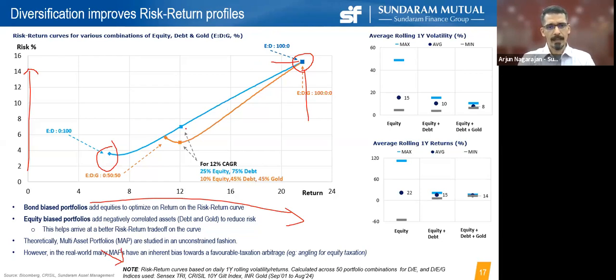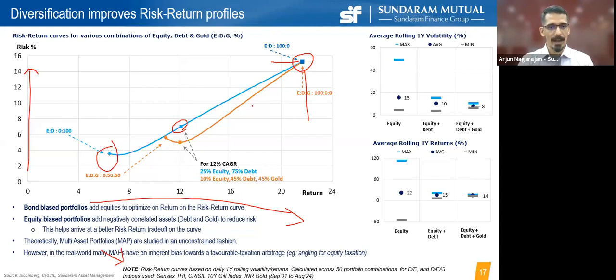Let's take this spot, for example. This is around 25% equity and 75% debt. This is giving you that magic number of 12% CAGR from a market standpoint, which is somewhere around 7% on risk. Can we find the same 12% CAGR return for a lesser level of risk? The answer is yes. What do you need to do for that? Add gold to your portfolio.